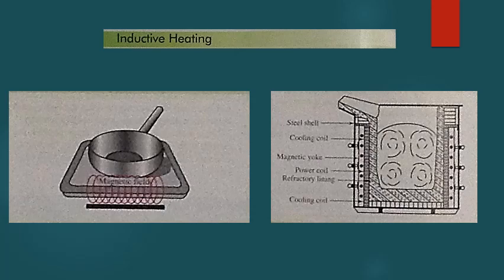Following on the right side of your screen is a drawing of the Ajax magnetic induction furnace. The furnace is rated at 3600 kilowatts and can easily melt over 10 tons of steel.